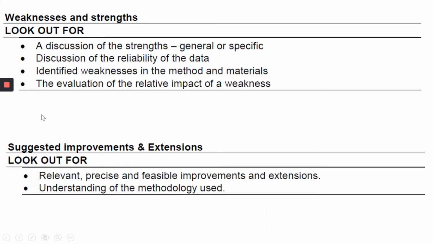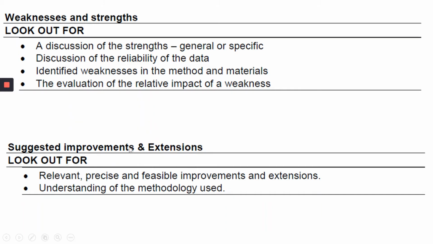Next is to evaluate the relative impact of the weaknesses. As we mentioned in the previous example, if your change of mass is so small, the ability to read the mass precisely is very important. That will be a big impact. If the mass change is so small and you can only read up to one decimal place, then your uncertainty will be wider, so it really affects your result. You need to evaluate those. And the next one is suggestions for improvements and extensions.